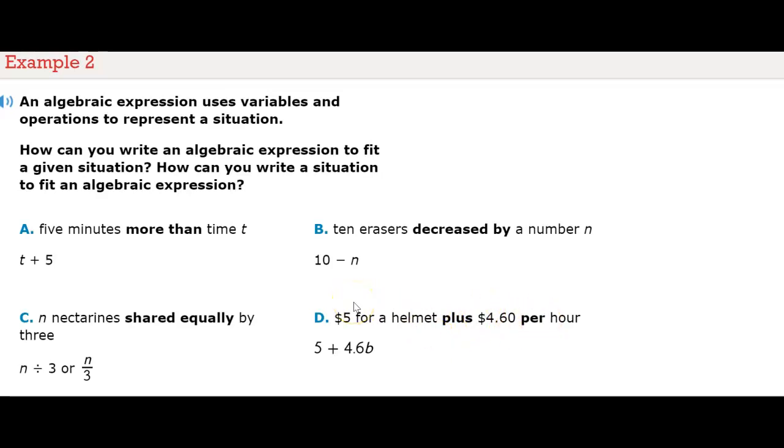So we have 5 plus $4.60 times b, and here they decided to put the variable and the $4.60 together to represent the multiplying of those two numbers.